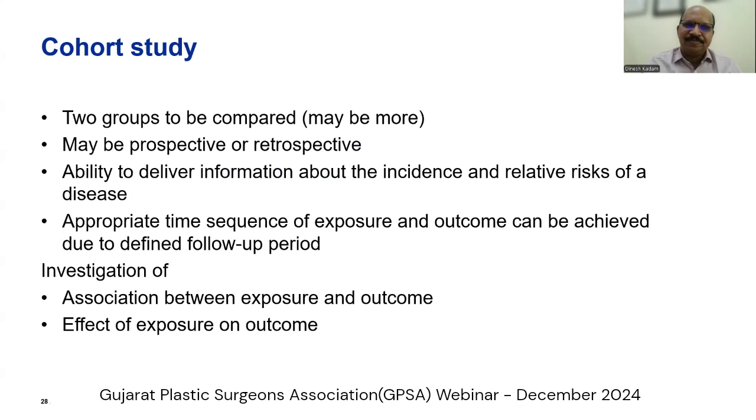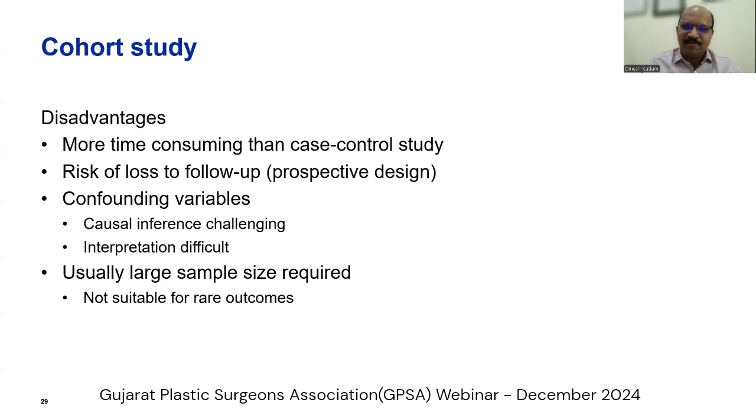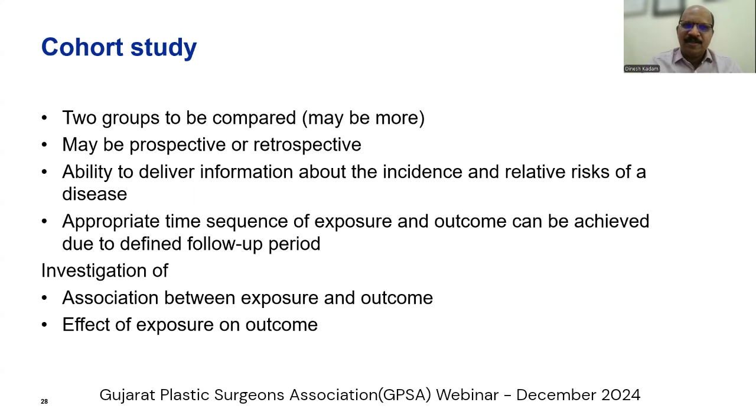For example, a prospective cohort study in obesity and breast reconstruction, the complication rates in PMMC flap or DIEP flaps in high BMI with obesity. So it was studied and you can make out the difference. Their complication rates are much higher with the higher BMI. Two groups could be compared. It could be retrospective also.